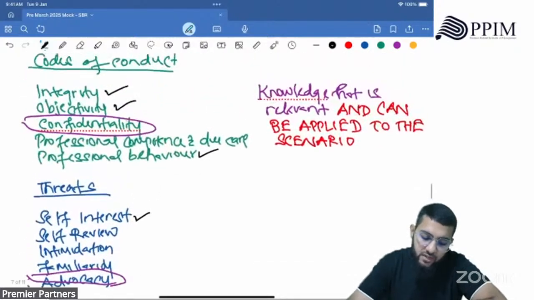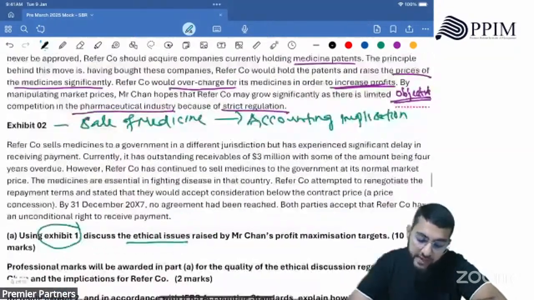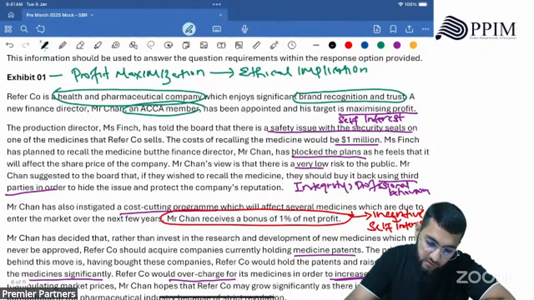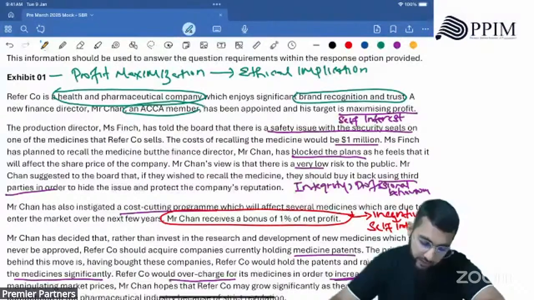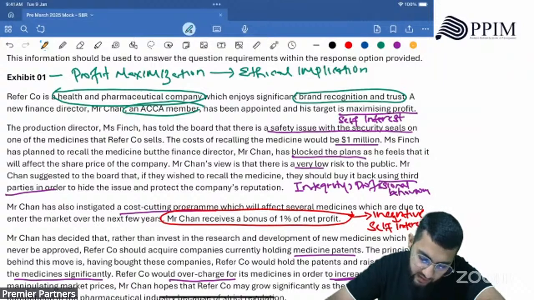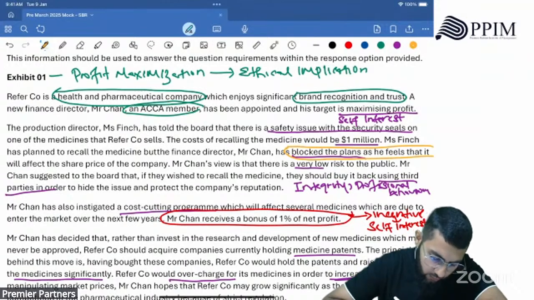Now, integrity, we know what the points are that indicate it is against integrity. So let's quickly highlight. Let's color code it quickly, right? Okay. Cost is 1 million. Ms. Finch has planned to recall the medicine, but the finance director has blocked the plans. Feels that it will affect the share price, right? This is number 1. So from the scenario, how are you going to connect to your integrity? So integrity, I'm highlighting in yellow.